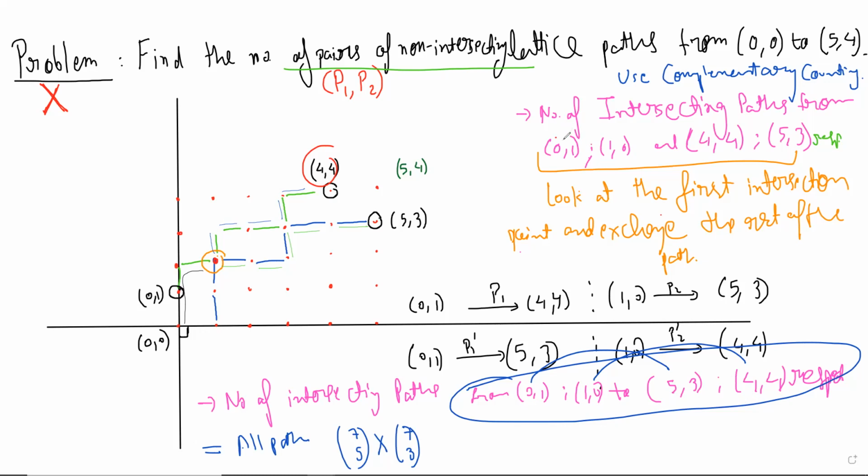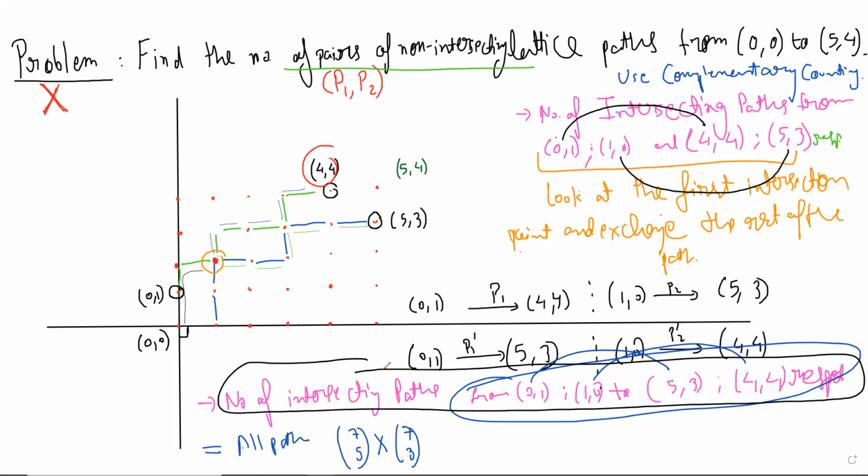Because see, any path that was from 0,0 to 4,4 and 1,0 to 5,3, which was intersecting, right? After exchanging the tails, it becomes from 0,0 to 5,3 and 1,0 to 4,4. Is that okay? Because the tails get exchanged. And so we need to count the number of pairs of intersecting paths of this type. But any pair of paths of this type has to be intersecting. So then the problem becomes like without any condition. Then it's just all pairs of paths from 0,0 to 5,3 and 1,0 to 4,4, which is trivial.